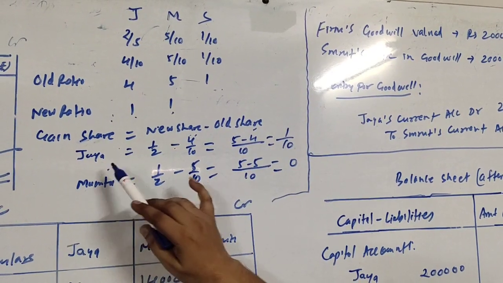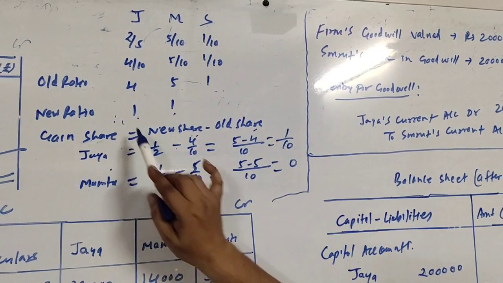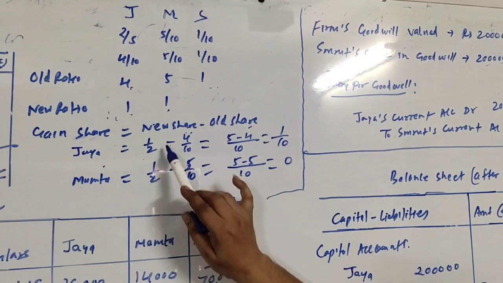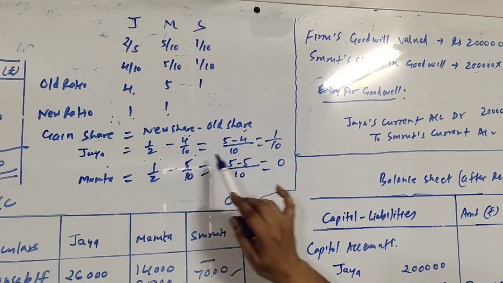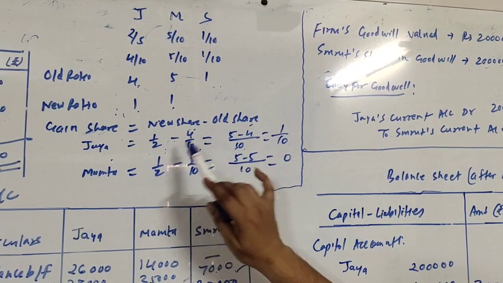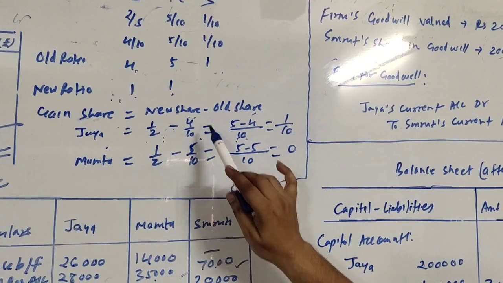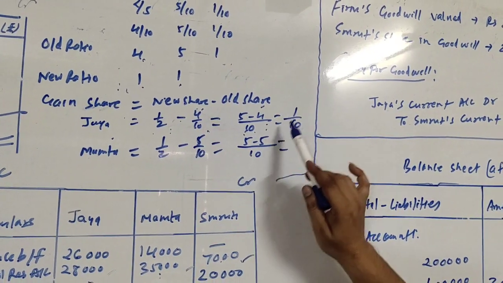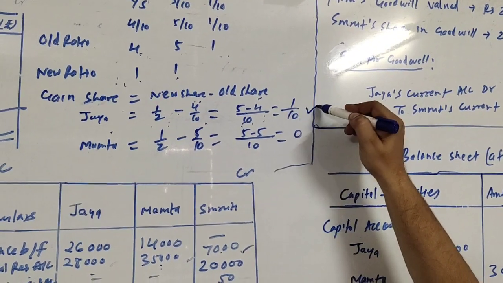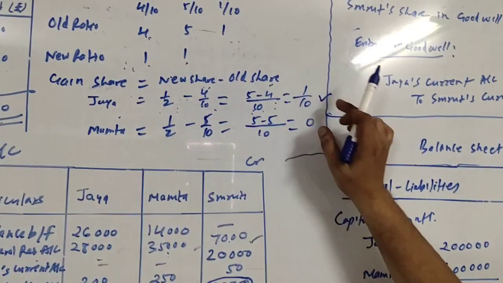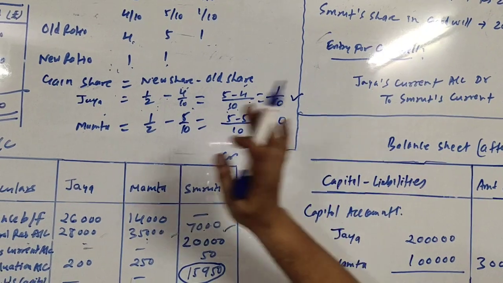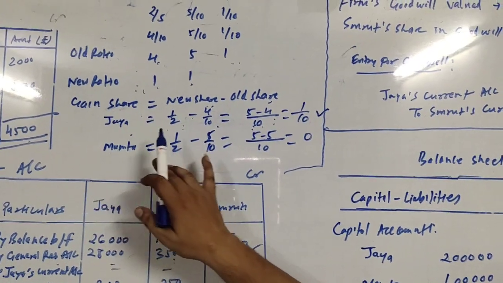Let us talk about Jaya. Jaya's new share is 1/2 and old share was 4/10. 1/2 minus 4/10, 10 will be LCM. 2 5s are 10, 5 1s are 5, and 10 1s are 10, 1 4 is 4. 5 minus 4 upon 10, that is 1 upon 10. So Jaya is gaining 1/10.